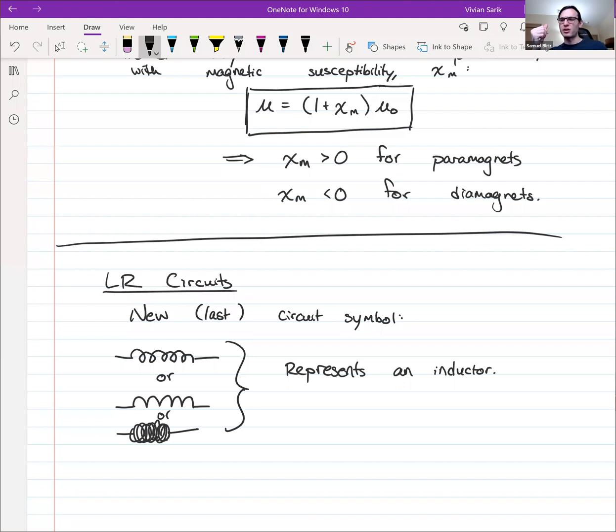Not SSR, but LR, what? I don't know what that means.